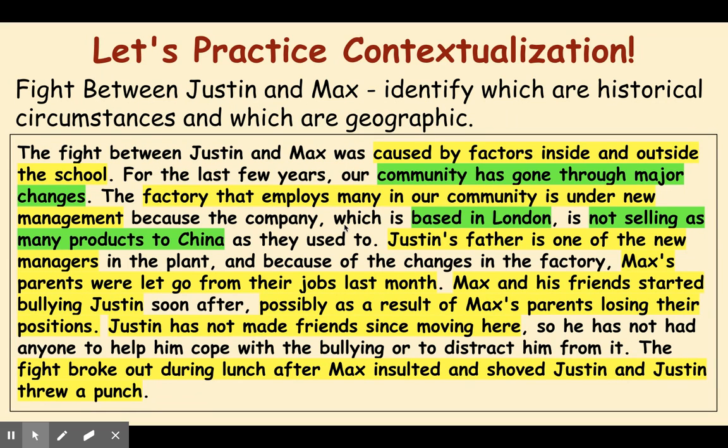So that answered the where did it happen? It answered what geographically was going on because of this company based in London not selling products to China. That's the cause of the parents being laid off. So hopefully you understand now a little bit about the process of putting documents in context. And we will practice this several times throughout the year, so don't worry if it doesn't quite make sense yet.